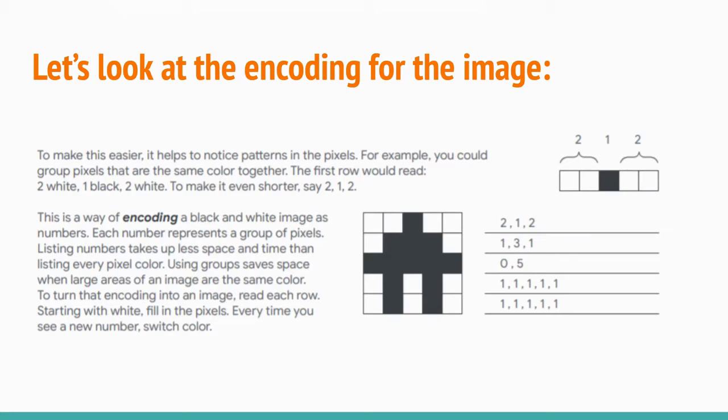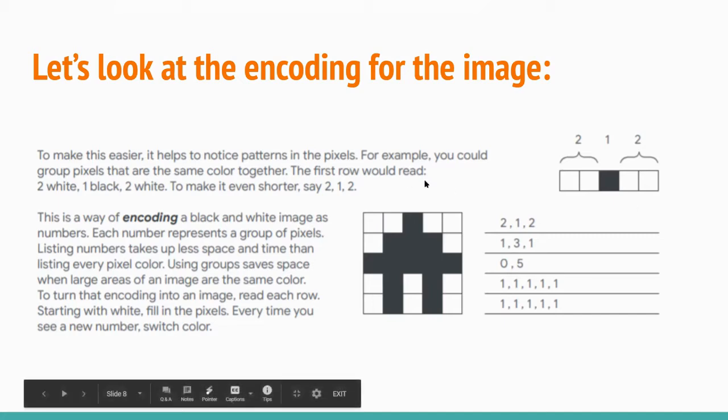This is a way of encoding. For this particular image, we're encoding a black and white image by just listing the numbers. So each number represents a group of pixels. Listing the numbers takes up much less space and time than listing every single pixel color. Using groups saves space when large areas of an image are the same color. To turn that encoding into an image, we read each row. Starting with white, we're going to fill in the pixels. Every time we see a new number, we're going to switch colors.